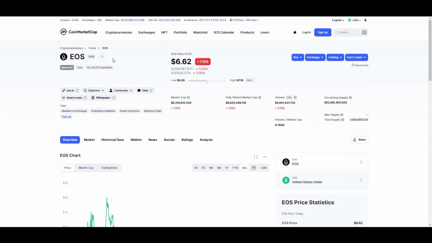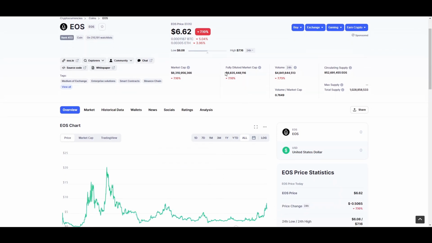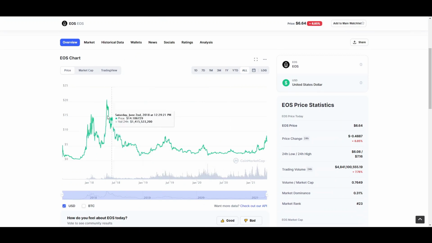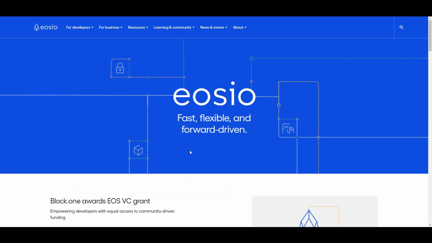So moving straight on to CoinMarketCap, we can see that this coin is actually 23rd in the world at a price of about $6.6 at the moment. Market cap just over $6 billion, a fully diluted one being $6.8 billion. Quite massive volume, $4 billion in the last 24 hours. So that's pretty crazy. And here you can see the long-term graph. We were looking at the previous graph from about this point right here, literally the all-time high of this coin at almost $20. Now, we're going to move on to the project.